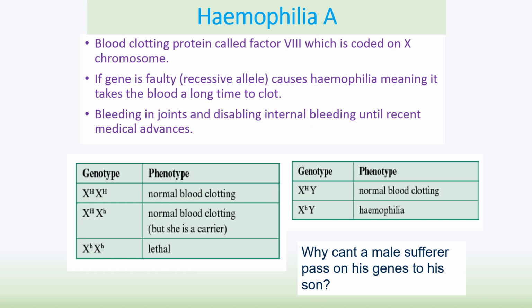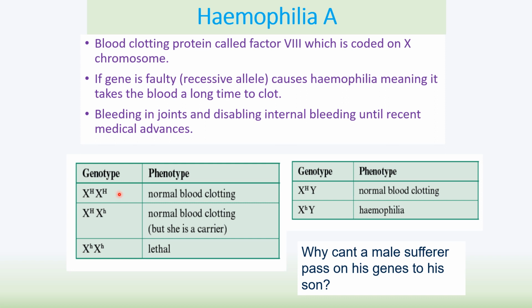An example of a sex-linked disease is haemophilia A. Haemophilia A is when the gene coding for the blood clotting protein called factor 8 is faulty, and it causes haemophilia, meaning the blood takes a long time to clot. Bleeding happens in joints, and disabling internal bleeding would happen until recent medical advances. And these are the different genotypes you could have had. So if you were female, you could be normal.